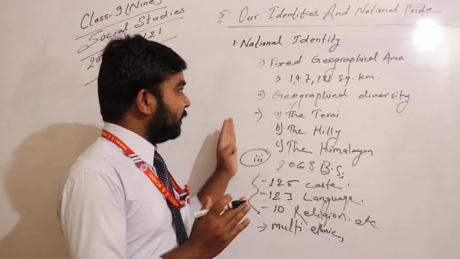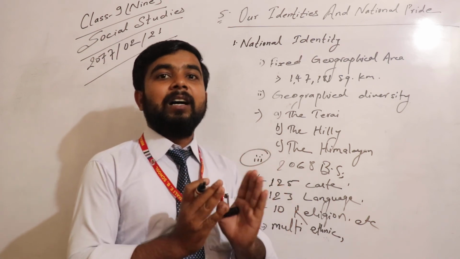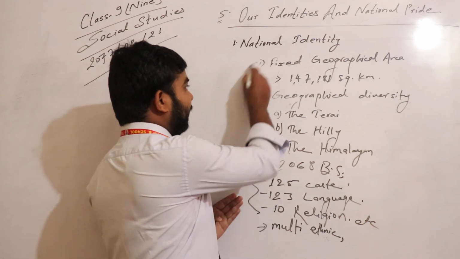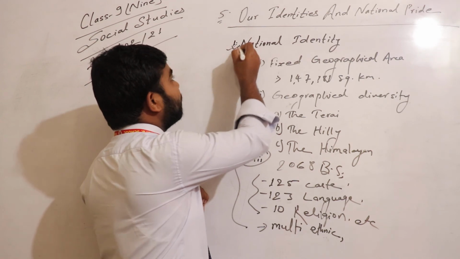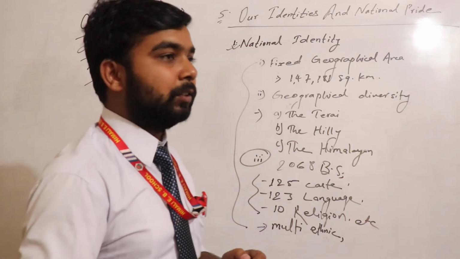What do all these characteristics provide to people? These characteristics provide national identity to us people. So all these are the things which fall under national identity. Hope you people have understood.